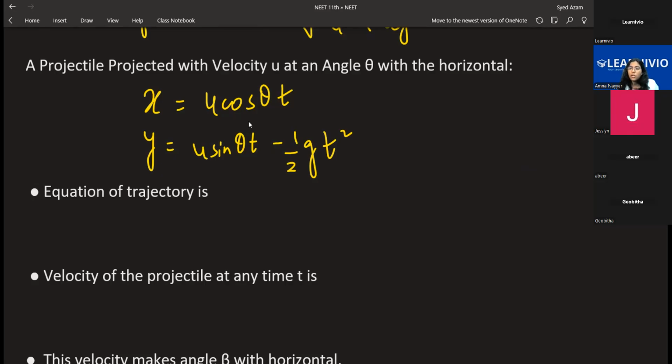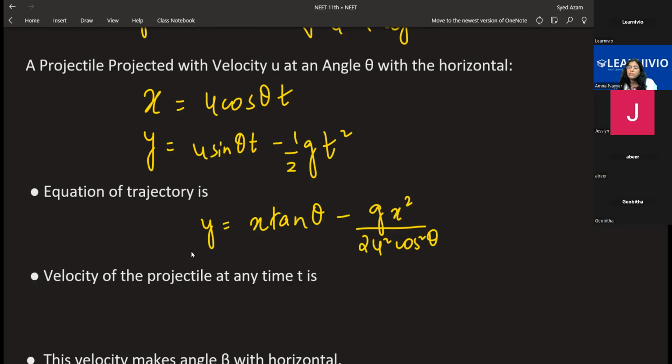Because you have to resolve vectors, and after resolution of vectors, you're getting this. Now, the equation of trajectory here is very long. This is y is equal to x tan theta, minus g x square divided by 2u square cos square theta. Then this says that the velocity of the projectile at any time t.